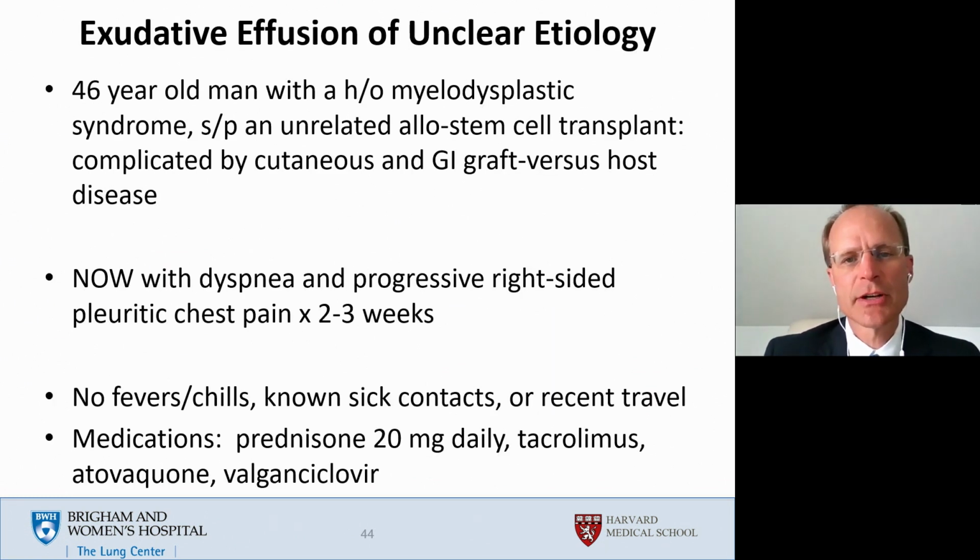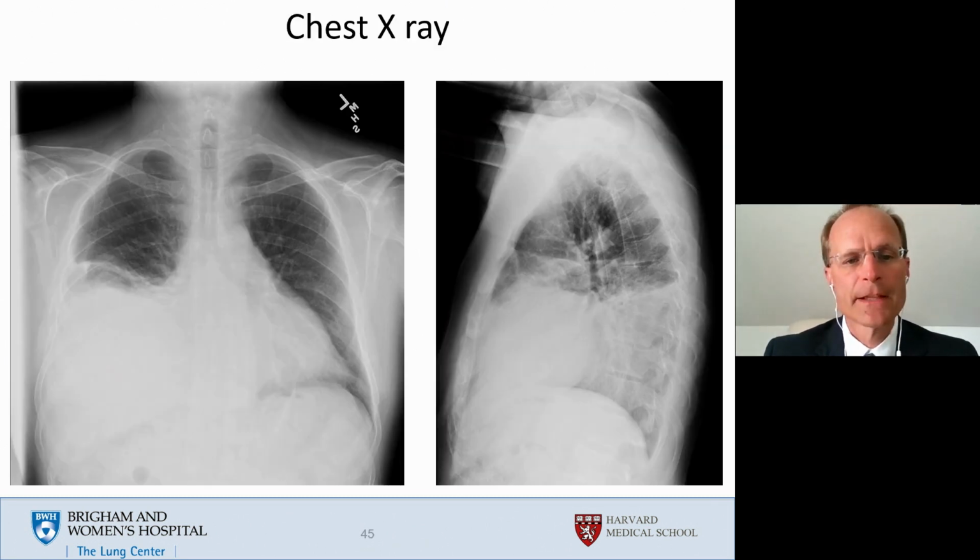I want to start wrapping up by reviewing the important topic of an exudative effusion of unclear etiology. So a 46-year-old man with a history of myelodysplastic syndrome had an unrelated allogeneic stem cell transplant complicated by cutaneous and GI graft versus host disease. He has dyspnea and progressive right-sided pleuritic chest pain for 3 weeks, no fever, chills, or sick contacts. Medications include immunosuppressants, prednisone, and tacrolimus. He's on atovaquone and valganciclovir.